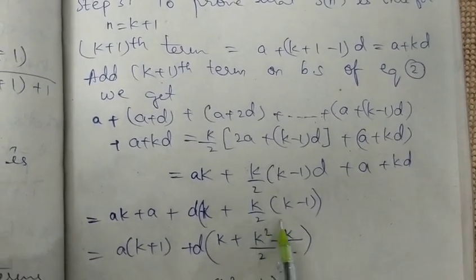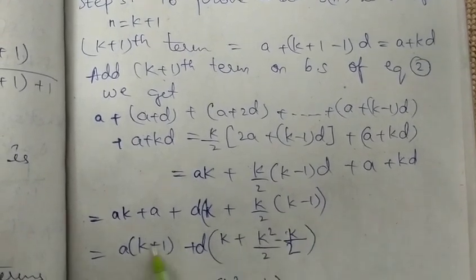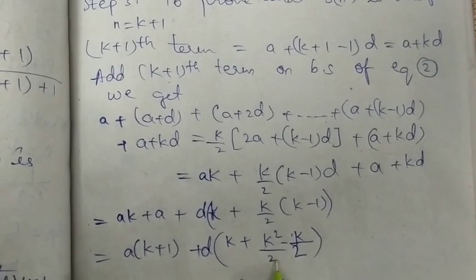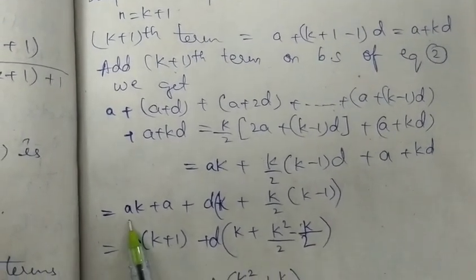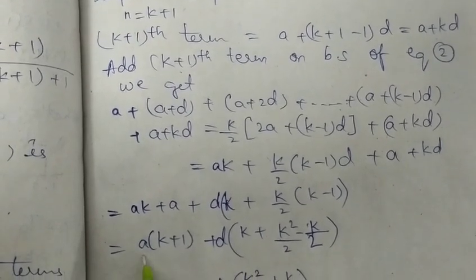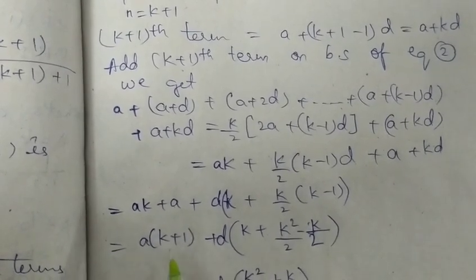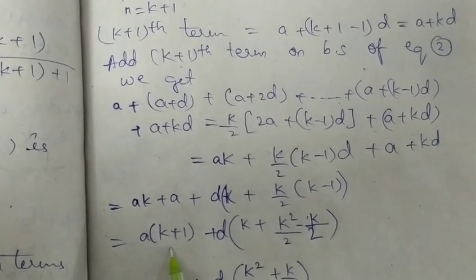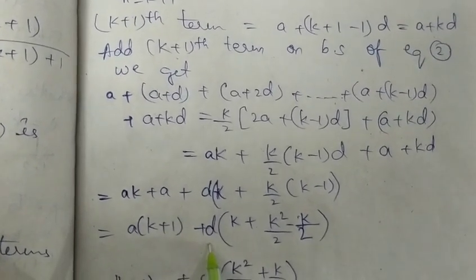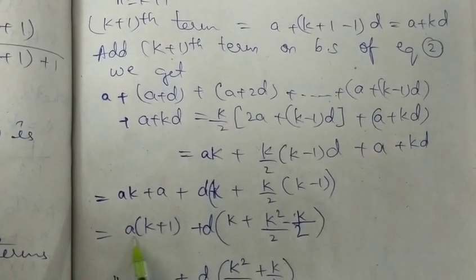Now on separating this term, that is k by 2 into k minus 1, you will get it as k square by 2 minus k by 2. So in total for the a terms you can take a as common, so you will get it as a into k plus 1. So now we are getting something in terms of k plus 1, and we need the RHS part in terms of k plus 1 in order to prove our statement. So we got a product of a into k plus 1.